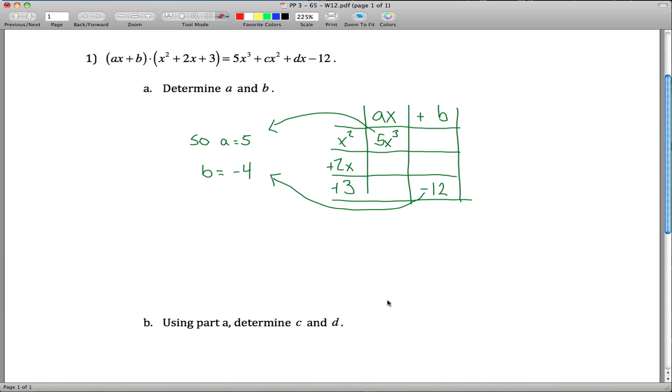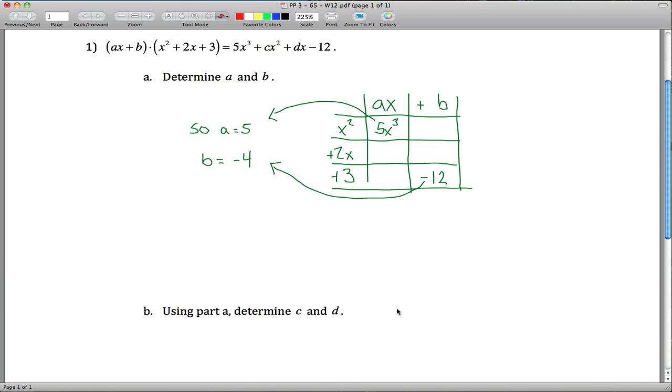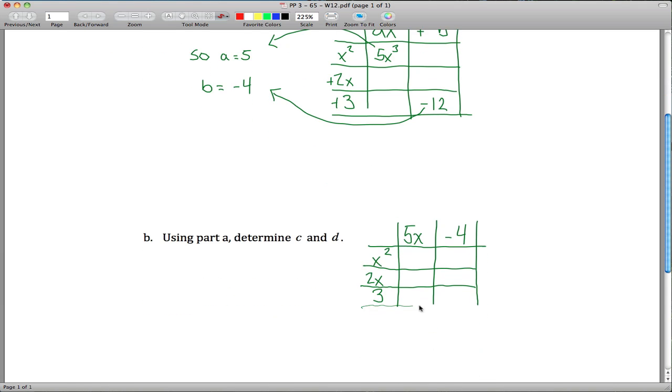And once we know that, we can figure out what c and d are by multiplying the two polynomials, right? If a is 5, this is 5x, and b is negative 4, we've got minus 4, and then x squared, 2x, and 3. If we multiply these polynomials and figure out what our answer is, we can just compare it to what we're given the answer is, and it'll tell us c and d.